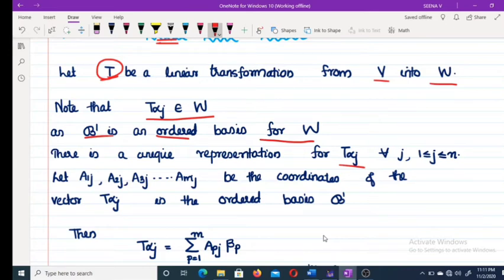Okay, clear? That is B dash is an ordered basis. So if a basis is an ordered basis, then there is a unique representation for any alpha belonging to that set. Now what is the meaning of a unique representation? The coefficients are unique. So the coordinate vector is unique.